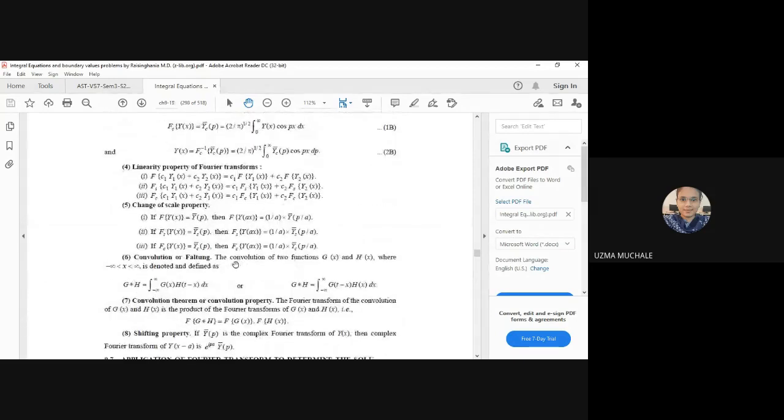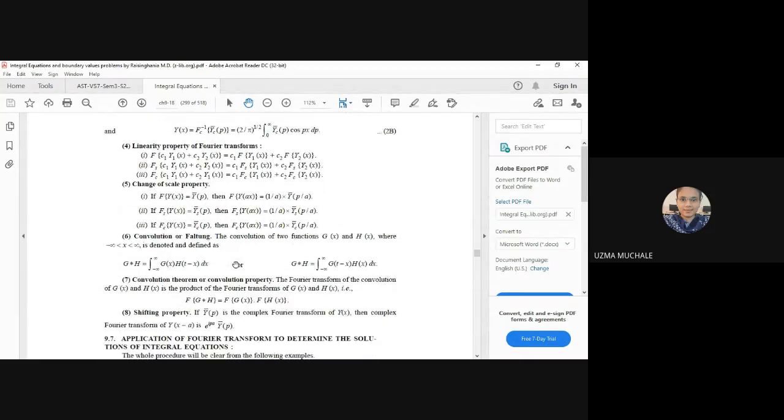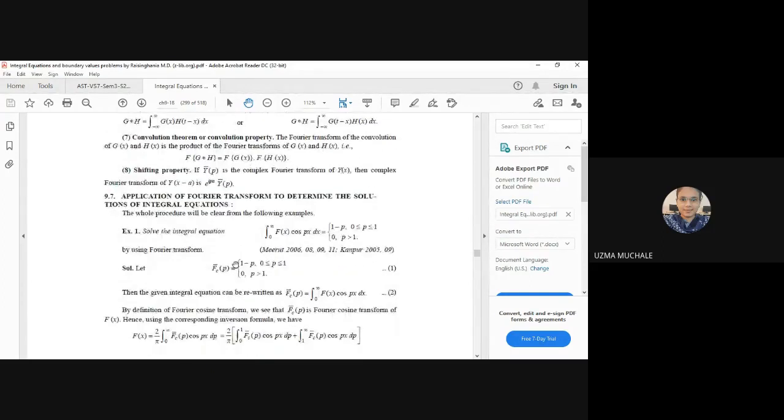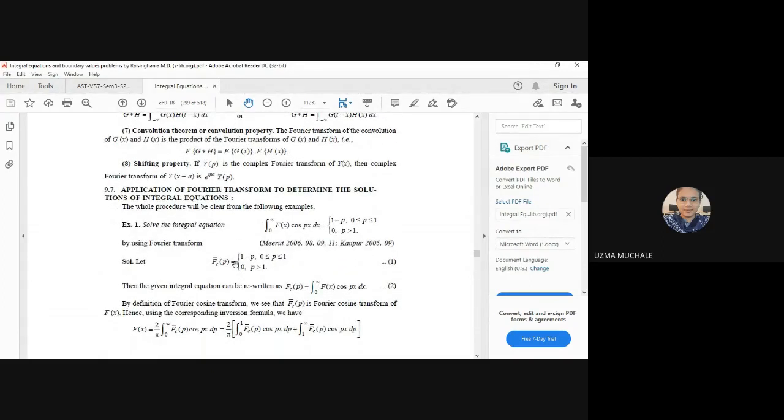And some of the formulas are given: linearity property, change of scale property, convolution type of a kernel. All those formulas you have to remember, you have to write down those formulas.